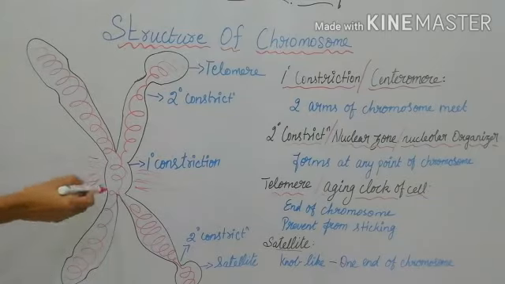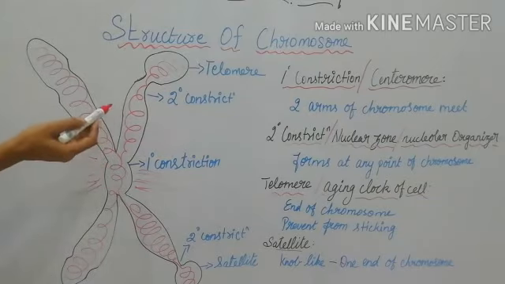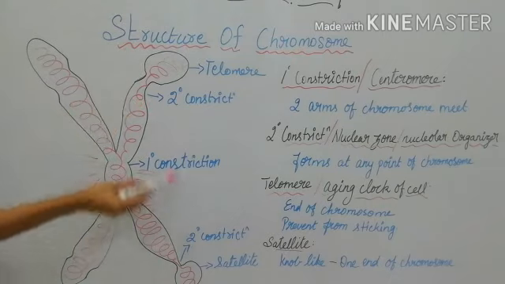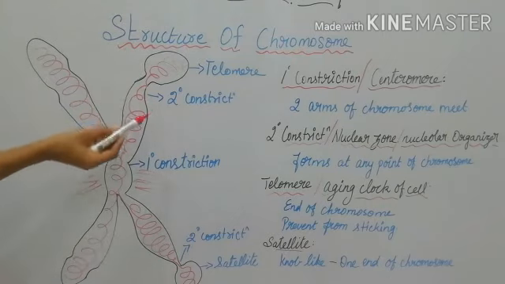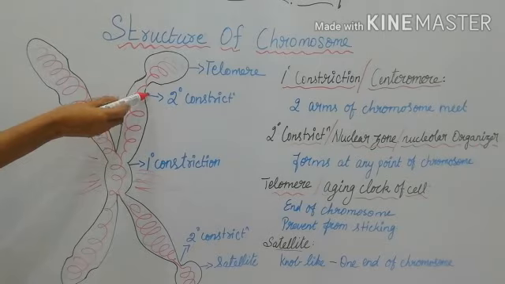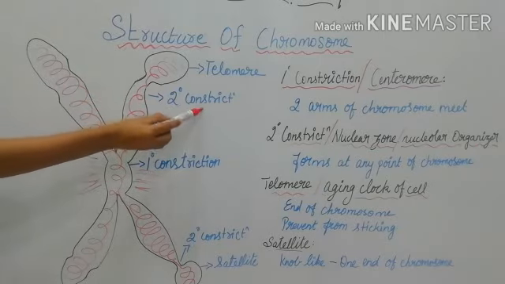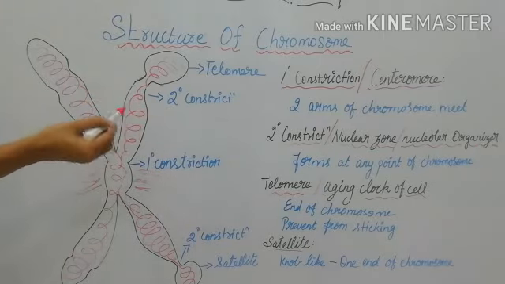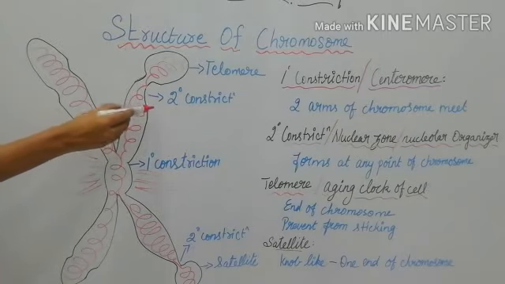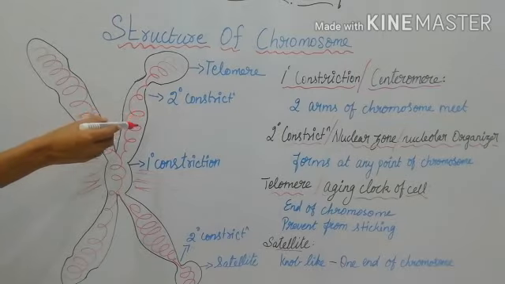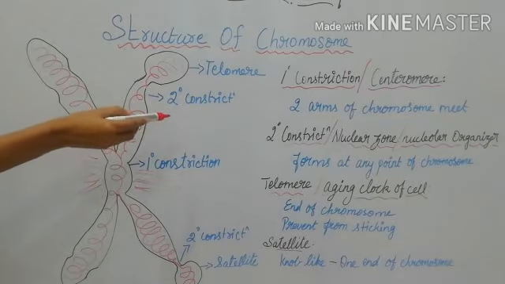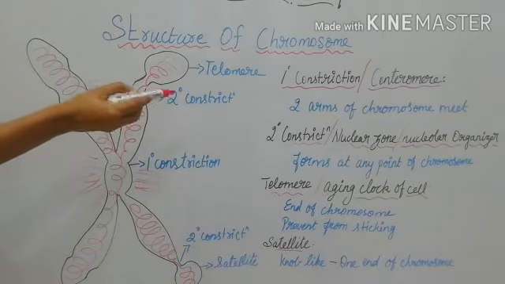And next is the secondary constriction. The secondary constriction will form at any point of the chromosome, and it is also known as the nuclear zone or nucleolar organizer, because this is the zone for the formation of the nucleolus in the nucleus. That's why it is known as the nuclear zone or nucleolar organizer.